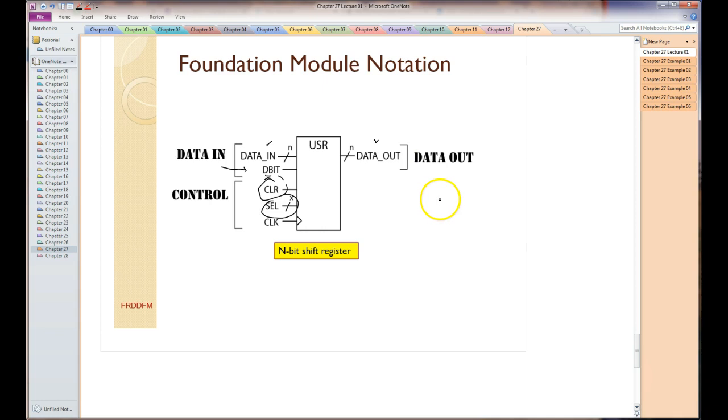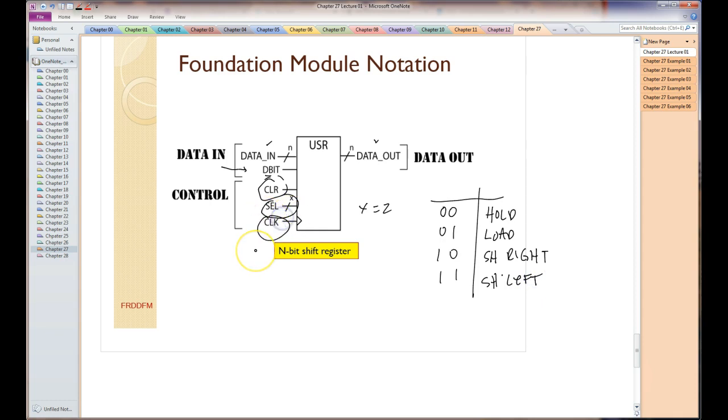All the examples we do in this book, this X is going to be 2, and we have operation. This is going to be typically a hold. You've got to state this every time. Load, shift right, and a shift left. Okay, and it is a synchronous circuit. The clear is oftentimes asynchronous. Typically all the operations governed by the select are synchronous operations. The data in matches the data out on these things as in a normal register, and that is what we have for a shift register foundation module.